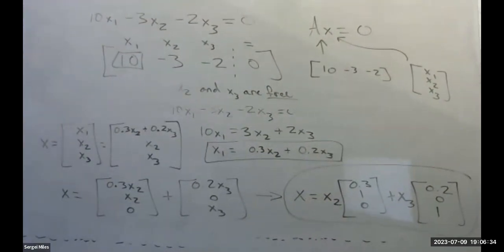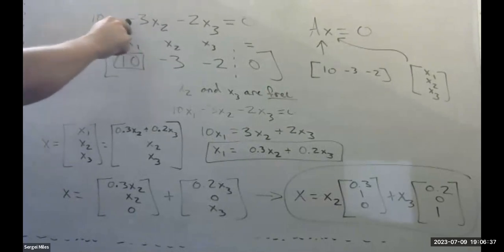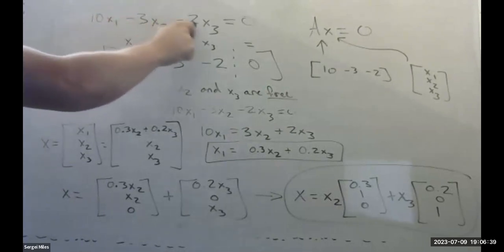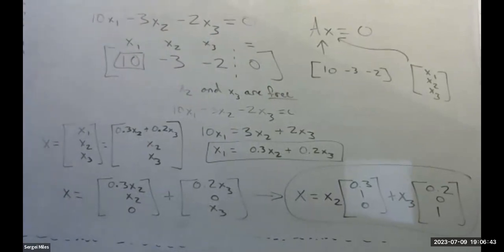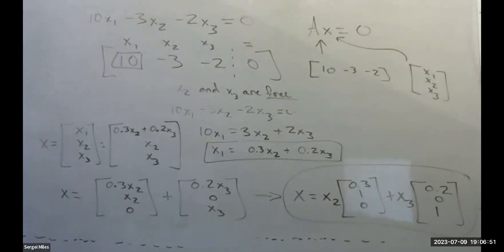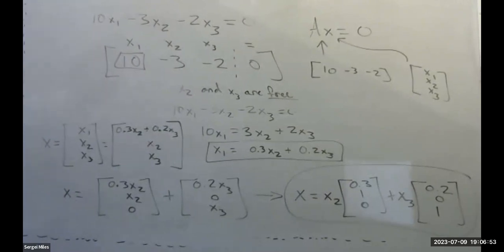Well, does that make sense? 10 times 0 minus 3 times 0 minus 2 times 0 equals 0. Yeah, again, the 0 vector is still a solution. The trivial solution is always a solution. You will never have a case where the trivial solution is not an answer. So what's special here is that we can also have non-trivial solutions.